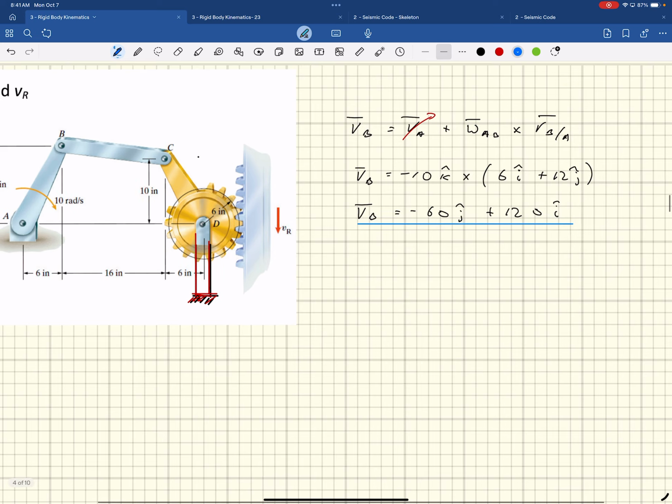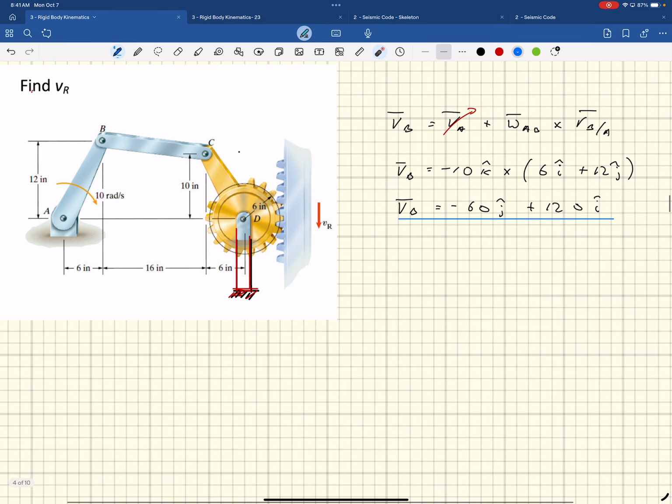Again, I like to just pass the sanity test. Are those directions right? Negative 60 in the J. So if this thing's rotating like that, it says that guy's going down and it's going that way. I'd buy that, right? So I did my cross product right? B should be going down and should be going to the right, which it does.